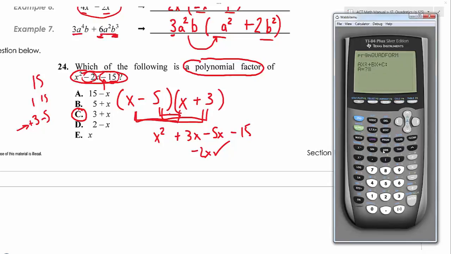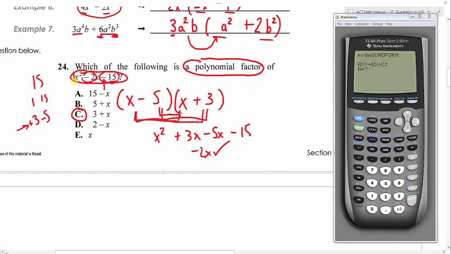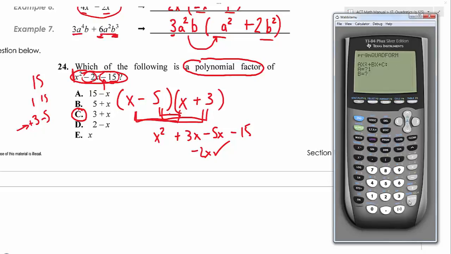That's a little more robust. But in quad form, it's just asking us for our coefficients, our a, our b, and our c, which is our constant. In this case, our a, which is the coefficient in front of this x squared term, is 1. So I'm going to hit 1, enter, and then -2 is the coefficient in front of the b, and then -15 is the constant. I'm going to hit enter.